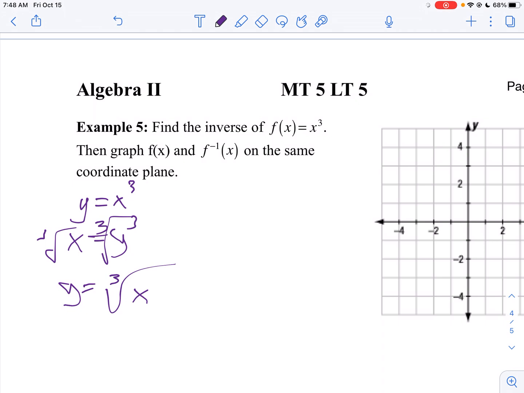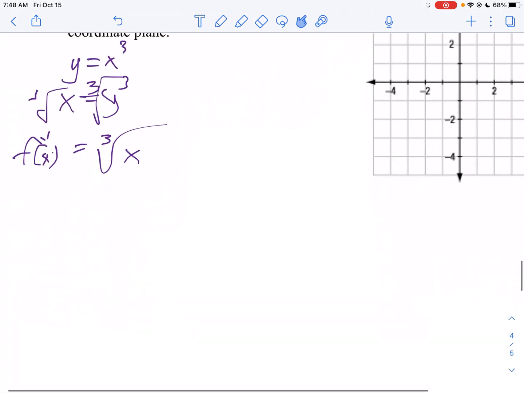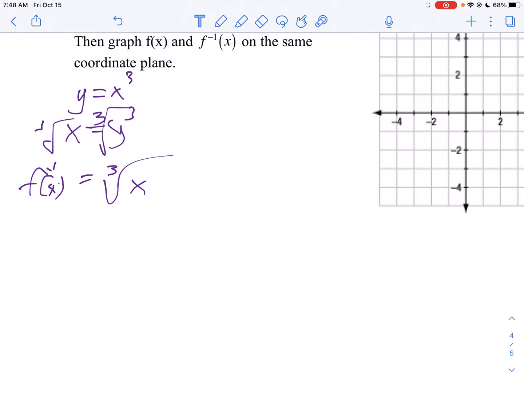And then we usually write, instead of y, we'll write f inverse. That's f to the negative 1 of x. That's what it looks like. Now I'm going to graph this. Since I know this is symmetric, I'm going to make my table for x and y.